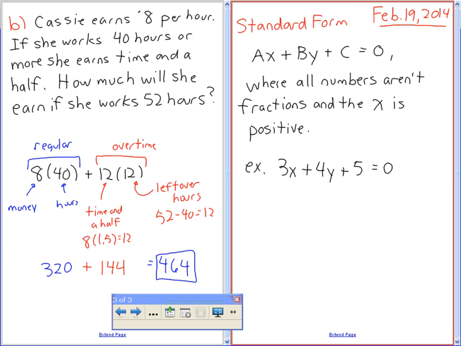Okay, why do we like standard form? Because it looks nice. That's the reason you'll use it. Okay, it's a different, nice way to write equations. There's no fractions in here. There's no decimals. Like everything is looking good. At least you're getting this down right.